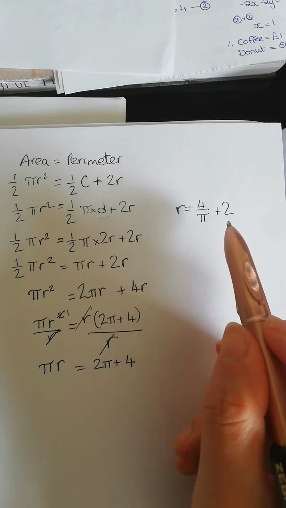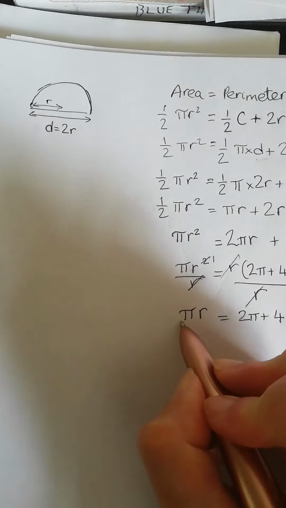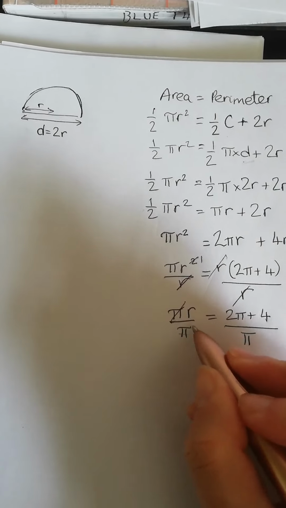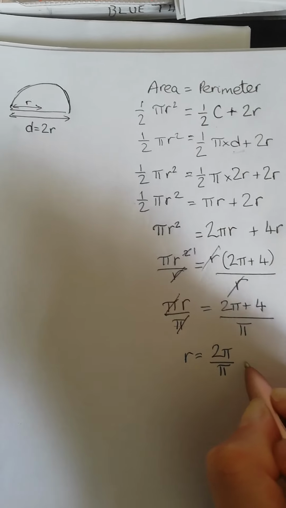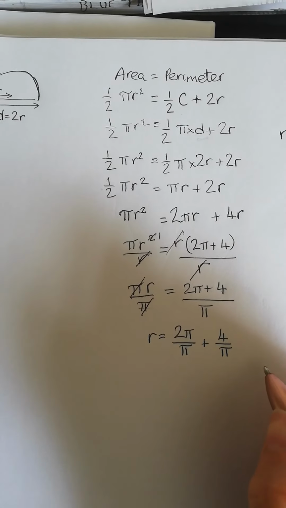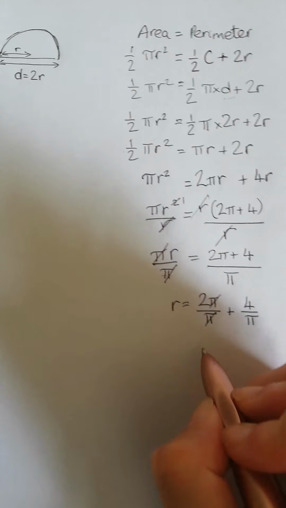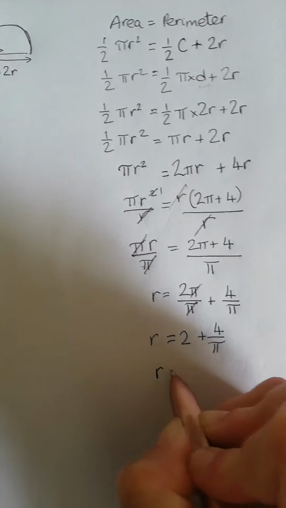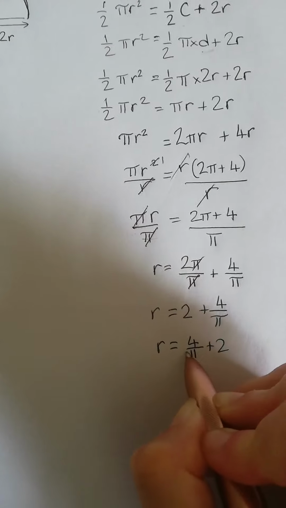Now, we're getting pretty close. This is what we're aiming for. This is what we've got. We want r on its own. At the moment it's multiplied by pi, so let's divide it by pi. So I've got, they'll cancel, r equals 2 pi over pi plus 4 over pi. If we split it up, because these two are separate, the pi's will cancel there to leave me with 2, and I've still got my 4 over pi. And obviously in the question it was written the other way round, so let's just write it the other way round to finish.